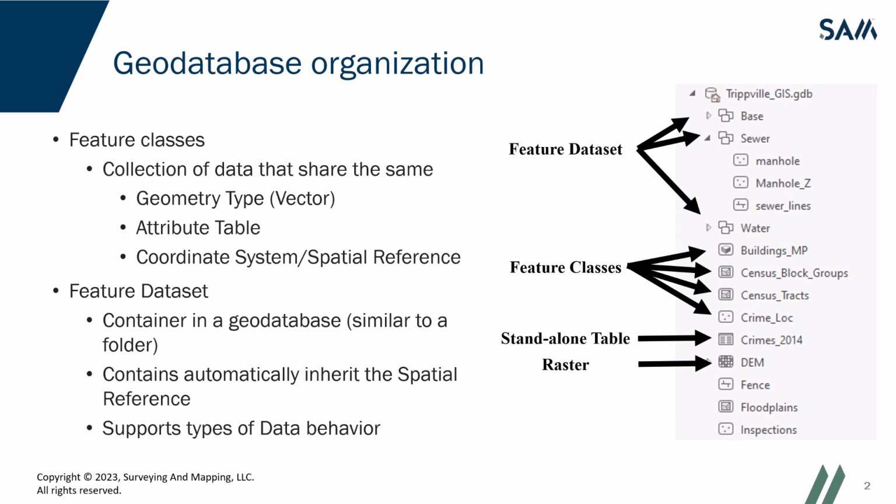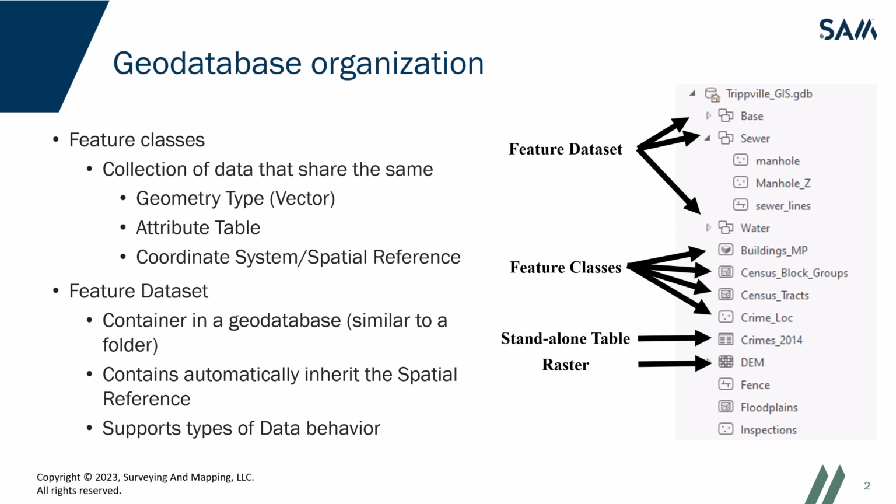In this example on the slide, you can see that I have 3 feature data sets. I have a base, a sewer, and a water. So anything that's related to what I would think of as base layers, so parcels, roads, city limits, county boundaries, those kinds of things would be in that base feature data set. Anything related to the sanitary sewer system would be in the sewer feature data set. And the same would go with the water system and the water feature data set.